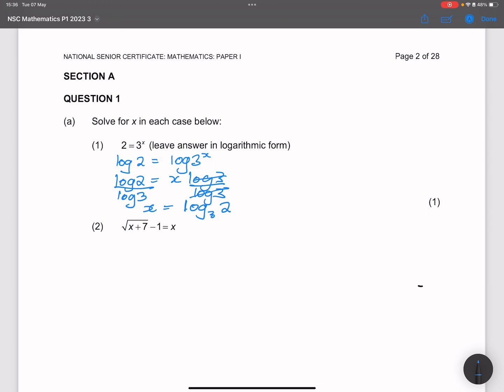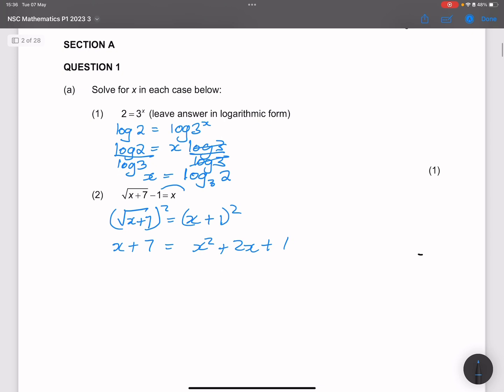Now we are solving the next one. Remember we can actually square both sides. So what we're going to do is isolate the square root. We're going to have x plus 7 is equal to, taking the 1 to the other side, x plus 1. And all we're going to do now is just square both sides. So we've got x plus 7 equal to x squared plus 2x plus 1.